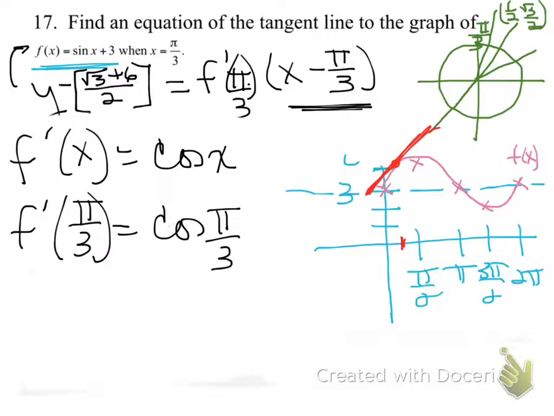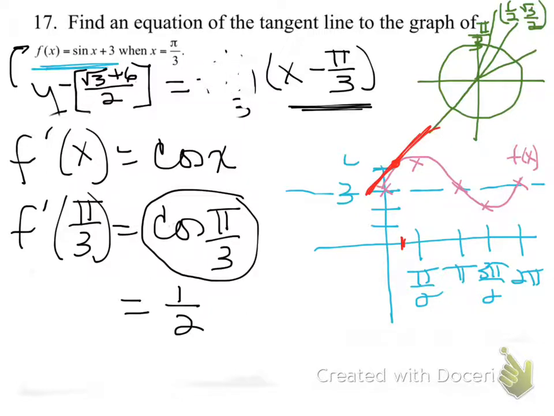Go back up to my unit circle again. What is the cosine of pi over 3? That would be the first value. That would be 1/2. Okay, so now we're going to go up and eliminate this from our equation because I now have a value. So the value I have is 1/2, and I'm going to put that right there for us, and we should be all done.